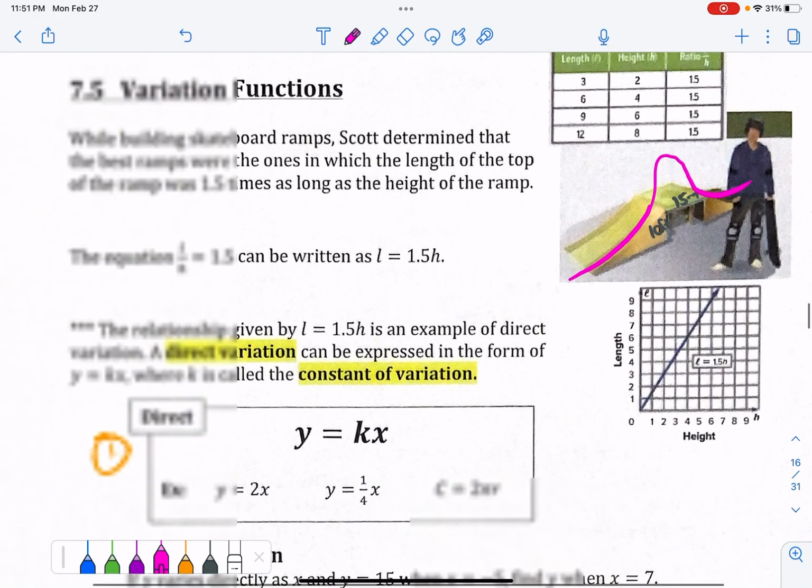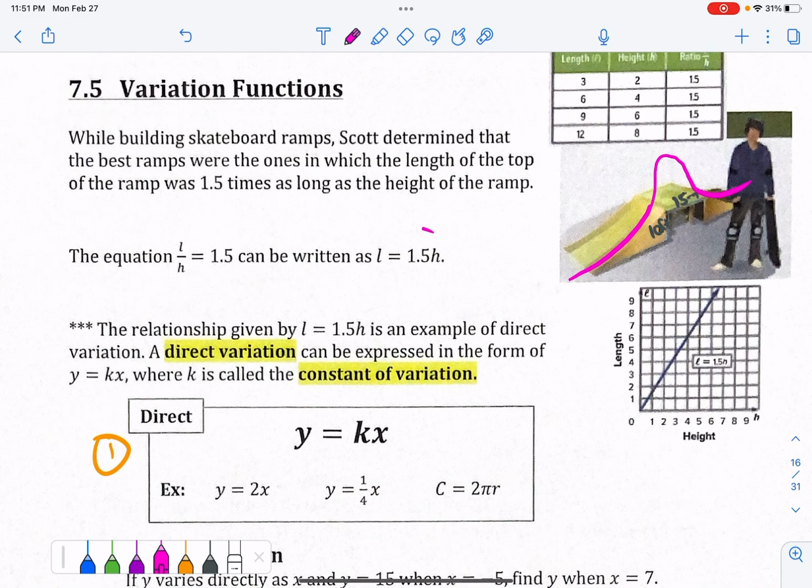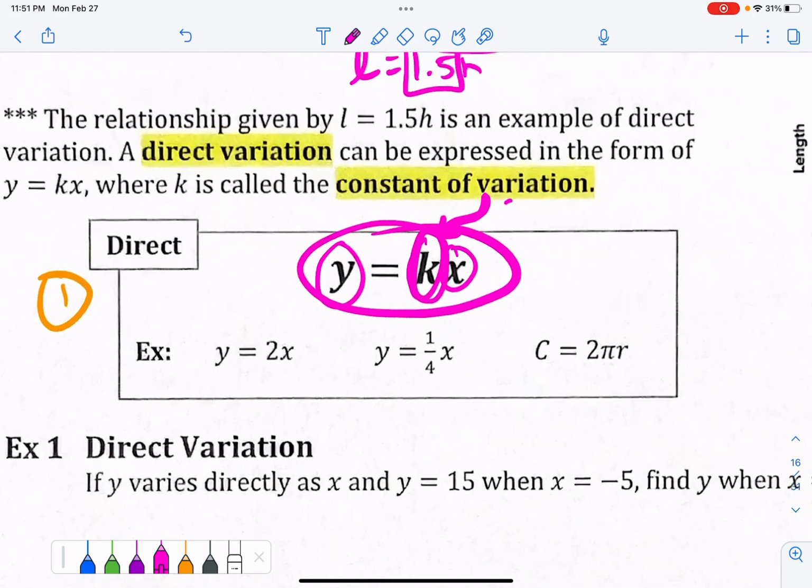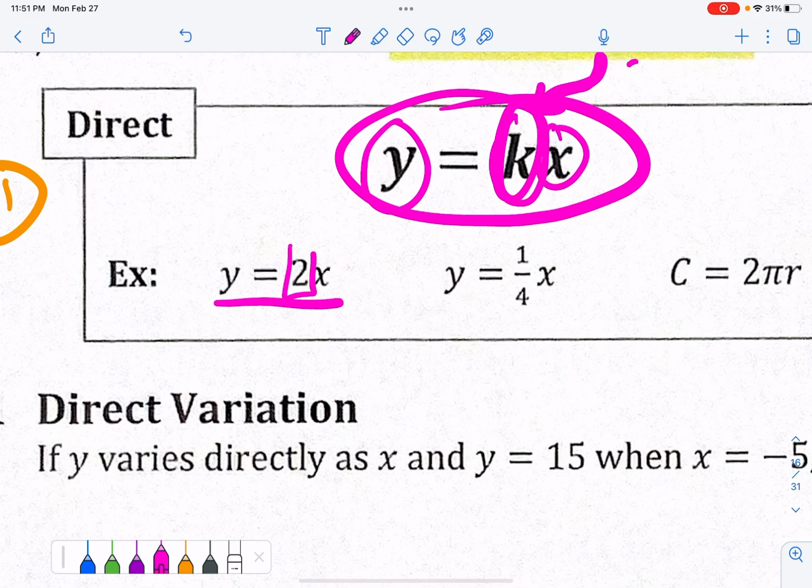So 1.5 times as long, and this is a direct variation function. They're saying that the length of the ramp is 1.5 times the height of the ramp, and that's the way direct variation works. You have 2 variables, y and x, and then you have a number that's associated here, and this is called the constant of variation. In this case that number is 1.5. It won't always be 1.5. Sometimes it'll be a different number, like y equals 2x, where k is 2. The constant of variation is 2.